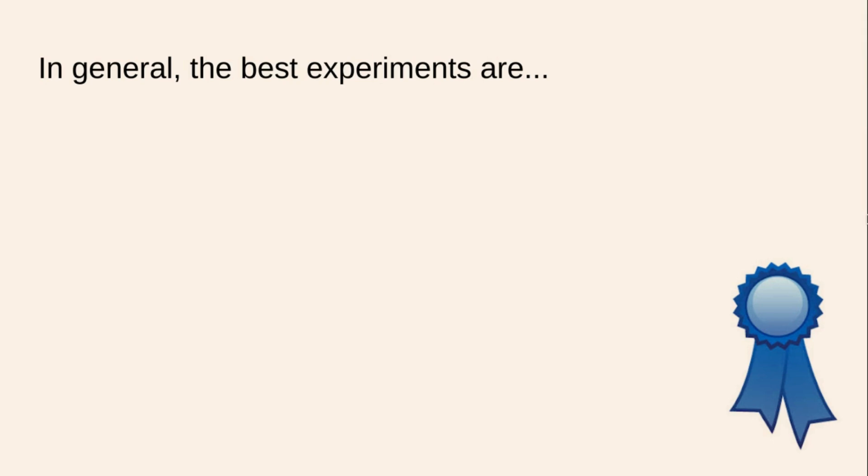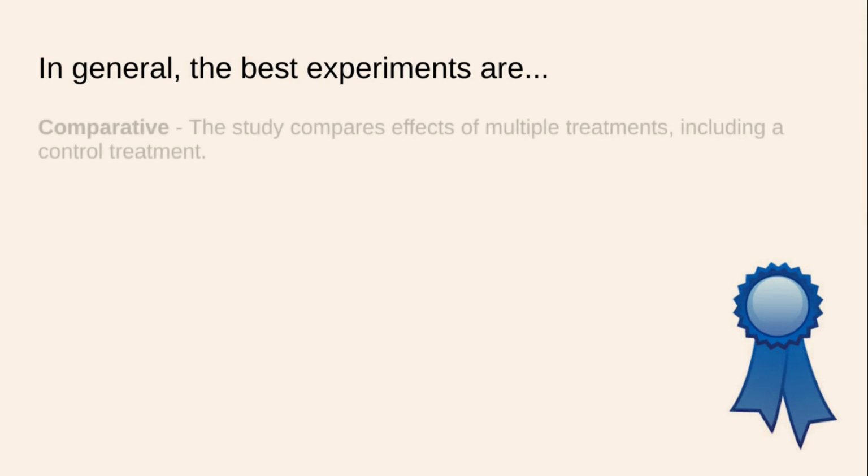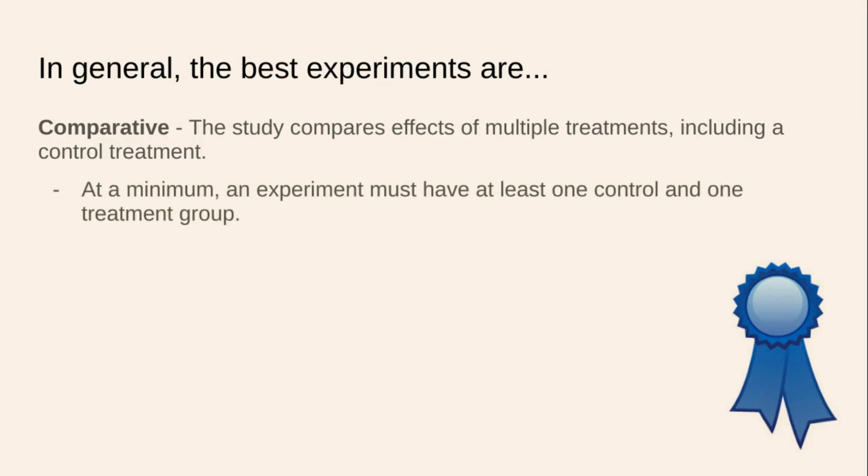So, in general, the best experiments are comparative. That means the study needs to compare the effects of multiple treatments, including a control treatment. Okay? So, at a bare minimum, an experiment must have at least one control and one treatment group. A failure to have a control group makes the study absolutely worthless. You need a control group for the sake of comparison. So any study that just wants to see the effects of several treatments without a control group is worthless.